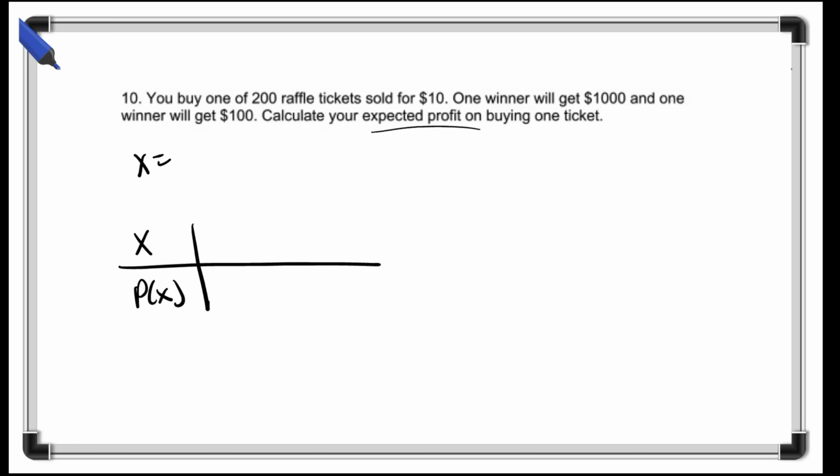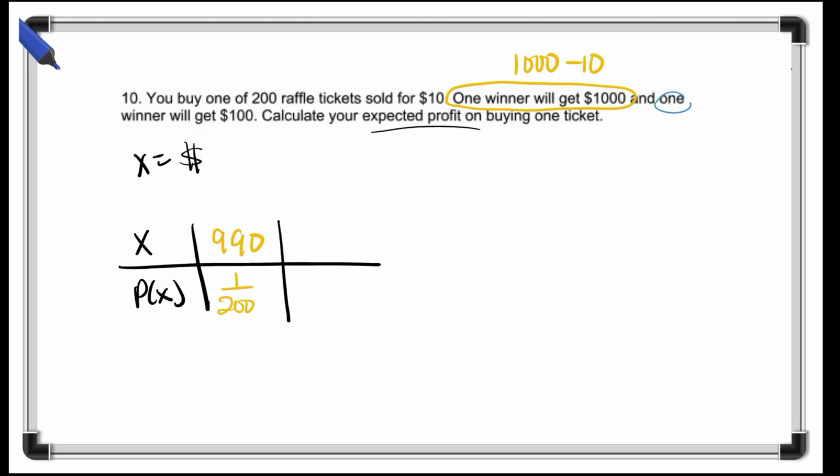Our X is actually going to be our money. It's like how much we are earning. Okay, so let's figure out what we can do. So we're buying one out of 200 raffle tickets, right? And they're sold for $10. Now, we know that one winner is going to get $1,000. So it's $1,000, but then you bought the ticket for $10. So what you actually earn is $990. And the chance of you getting that, because you bought one ticket, is 1 out of 200.